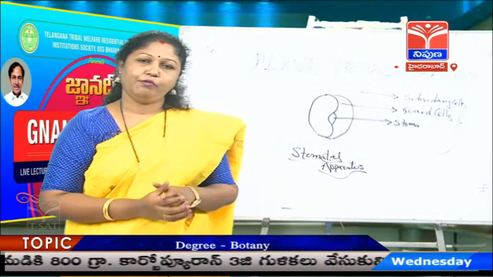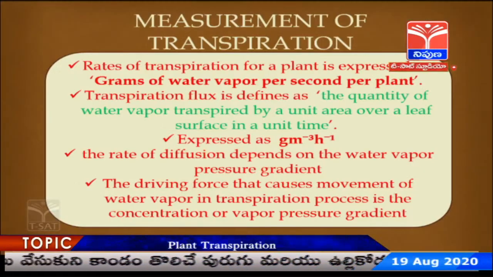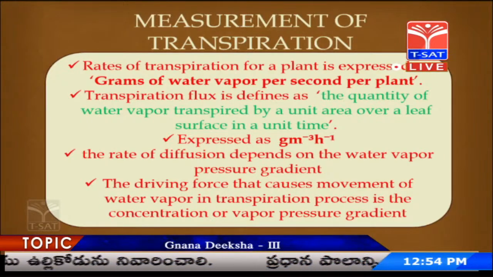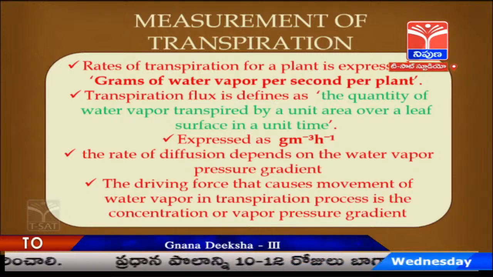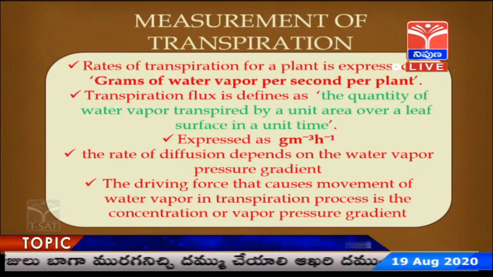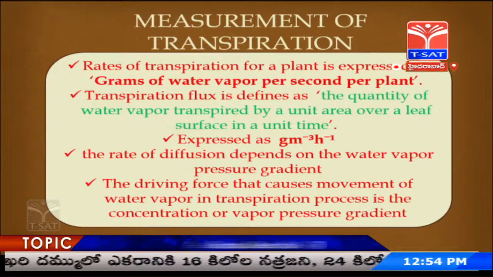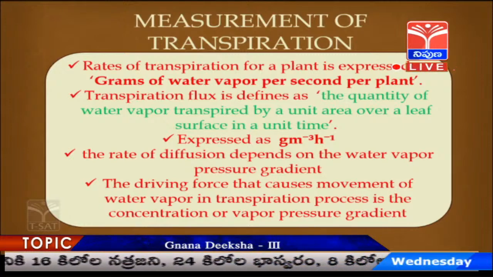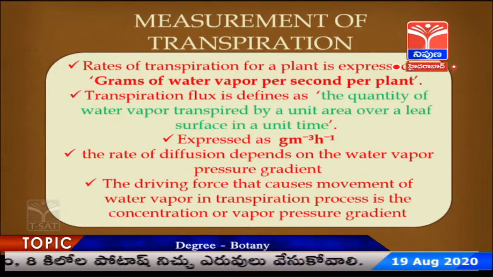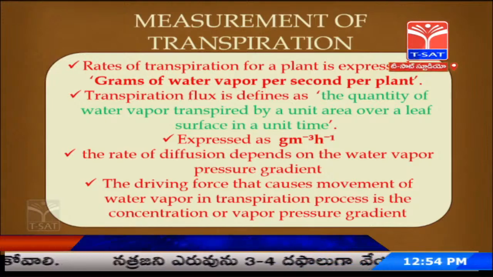Now, let us go further. If we want to measure how much transpiration is taking place per plant, or specifically in one kind of plant, then there are very different kinds of experiments that we can do to measure the transpiration. But before that, we will just look into the different terminologies. Okay. So, if we are trying to count the rate of transpiration per plant, then it is defined as grams of water vapor per second per plant that has moved out of the plant. That will tell you about the rate of transpiration for a plant.